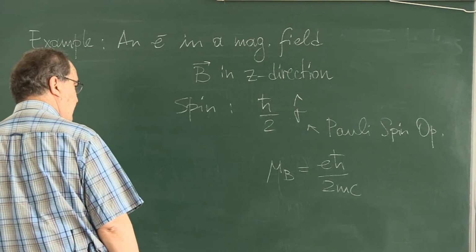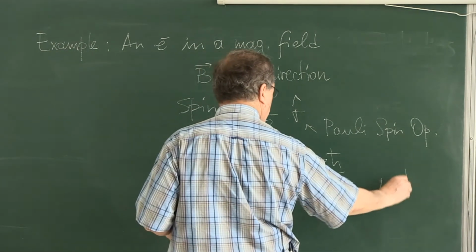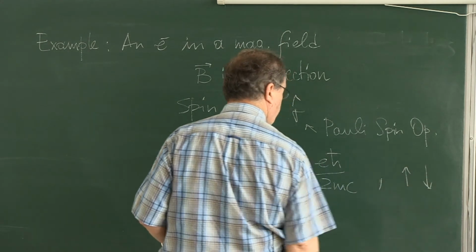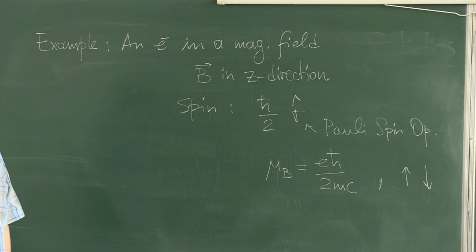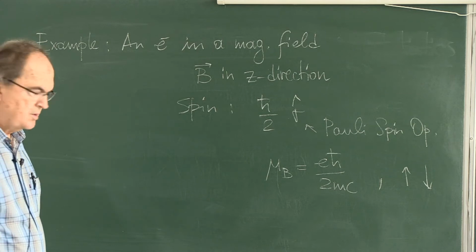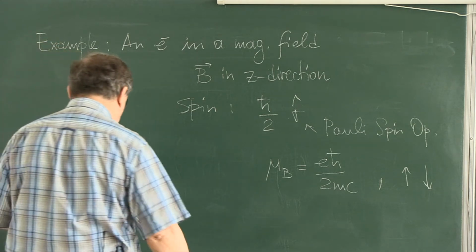There are two possible orientations, up and down. Spin 1/2 has 2s plus 1 orientations: 2 times 1 over 2 plus 1 is 2. There are two orientations, up and down, along the field and opposite to it. We know that problem.